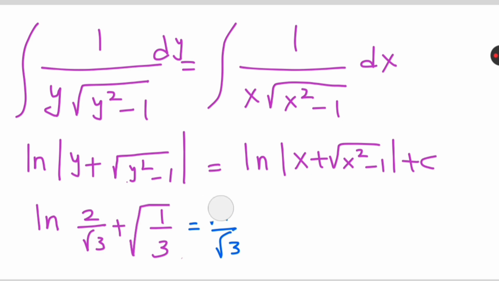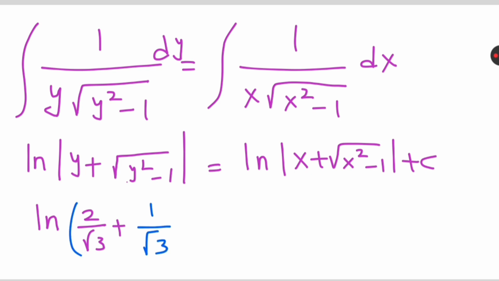So that means we can write this as 1 over root 3. So let's write square root of 1 over 3, that is 1 over root 3. So after taking the LCM root 3, then you will get 3 over root 3. So the left hand side turns into ln of 3 over root 3.